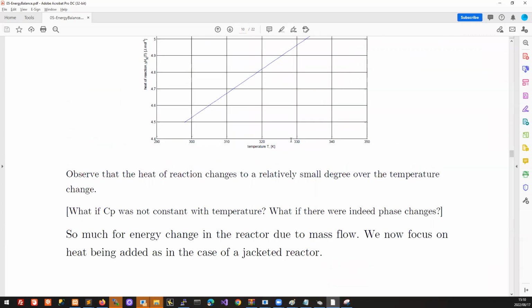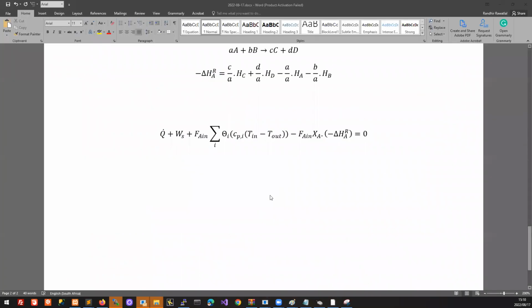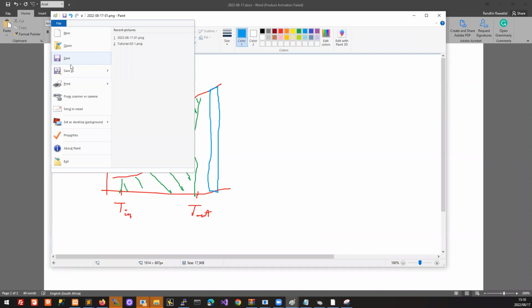Right. Now let's think about the addition of heat. So as we said earlier, adding heat to the reactor is typically in this form. So there's some overall heat transfer coefficient, some area, and some temperature difference. And this temperature difference is not between in and out. Of course, if this is heat you are adding due to some external source, then we have to look at the temperature difference between the source and the reactor. And just for convenience, let's use the CSTR as a basis.